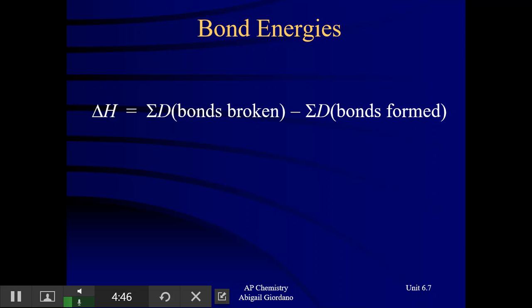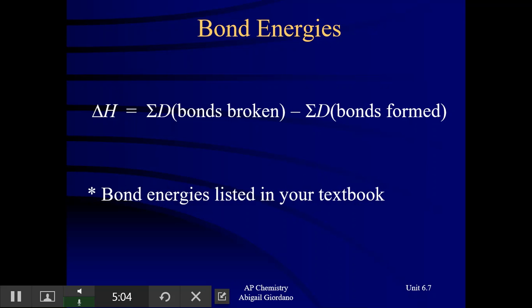So we can calculate the delta H of a reaction by summing up all of the bond energies of all the bonds that are being broken, minus summing up all the bond energies of the bonds that are being formed. Okay, the first part, those are endothermic. The second part, those are exothermic.